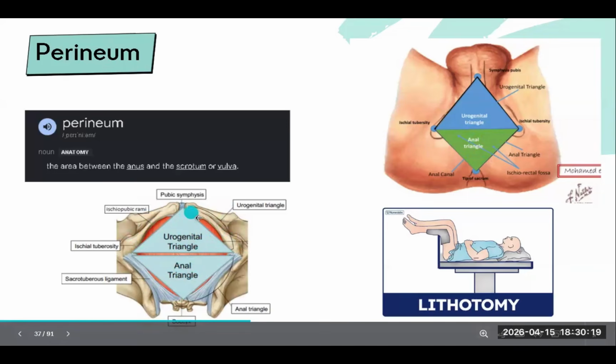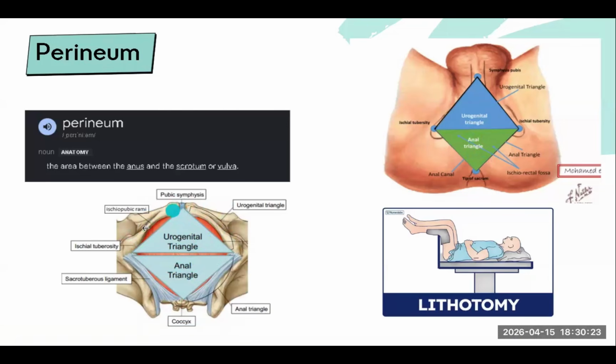So the anterior border of the urogenital triangle is the pubic symphysis. The lateral borders, this and this, of the urogenital triangle are the ischiopubic rami. And finally, okay, not finally, but the posterior border of the urogenital triangle is the imaginary line between this ischial tuberosity and this ischial tuberosity.